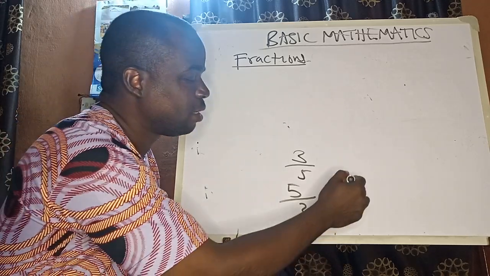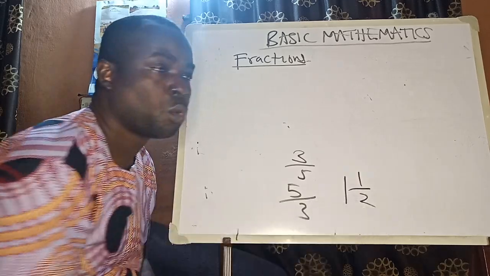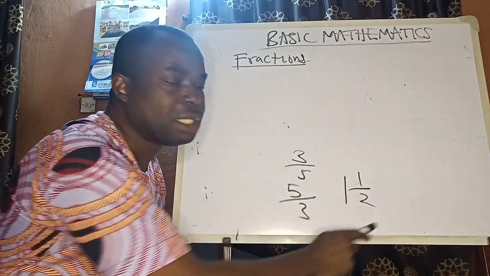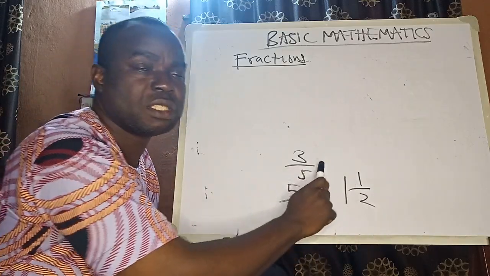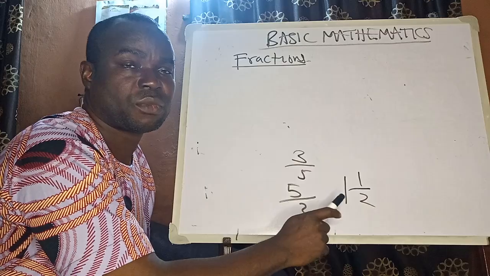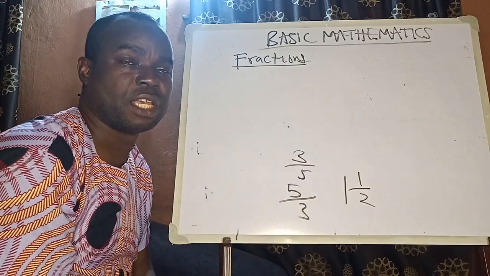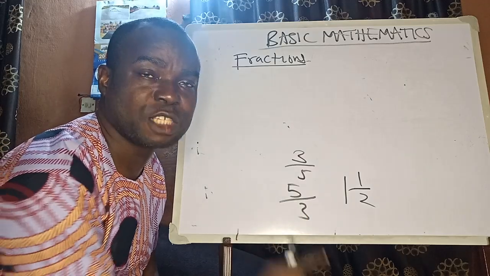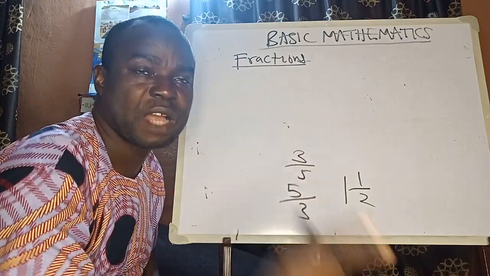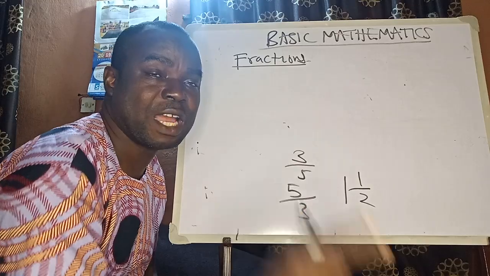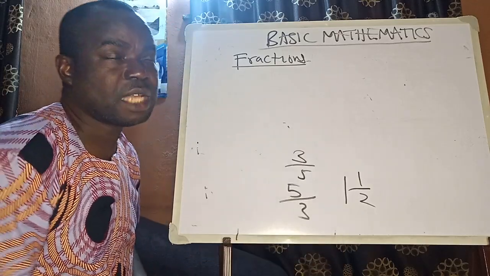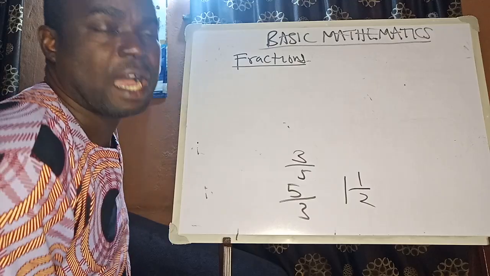Then if you have something like this, one whole number 1 over 2, this is a mixed number, or you can call it a mixed fraction. So these are the three basic ways in which you can find fractions. You can find them as proper fractions, improper fractions, and mixed fractions or mixed numbers. So these are the 3 types of fractions we have.